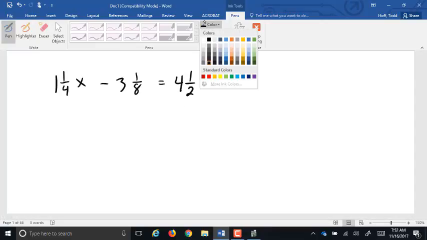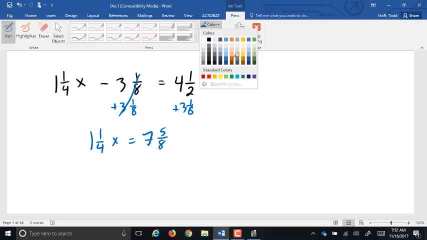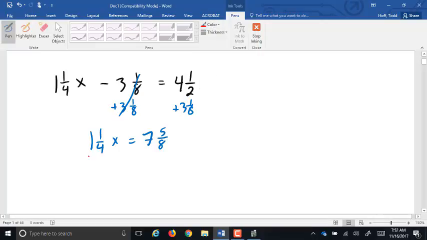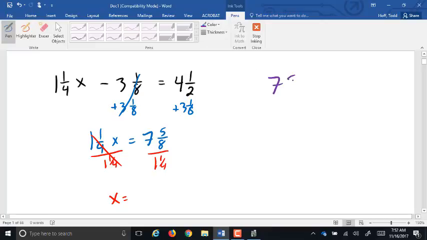What would I do here? Add 3 1/8. So I have the 1 1/4 x is still over here. This becomes 7 5/8. And then divide by 1 1/4. So x equals 7 5/8 divided by 1 1/4.